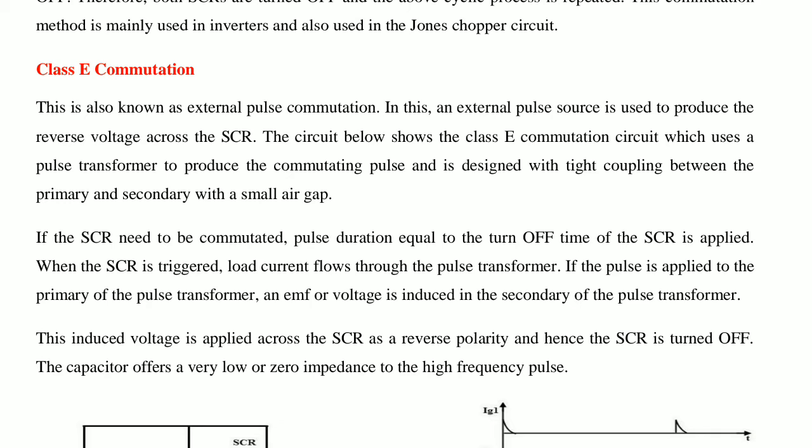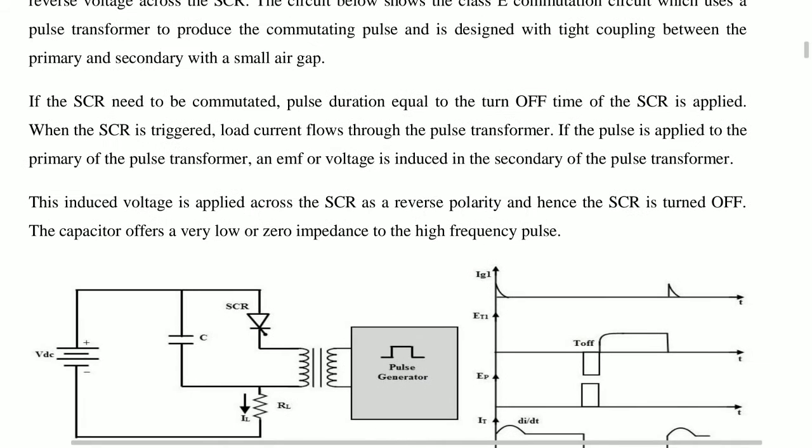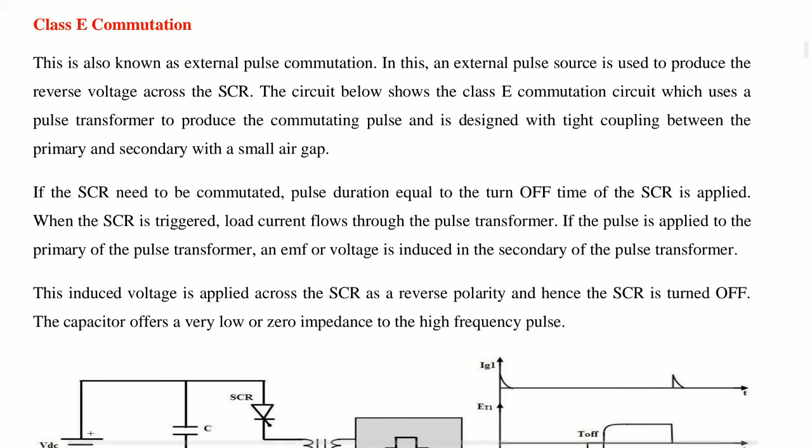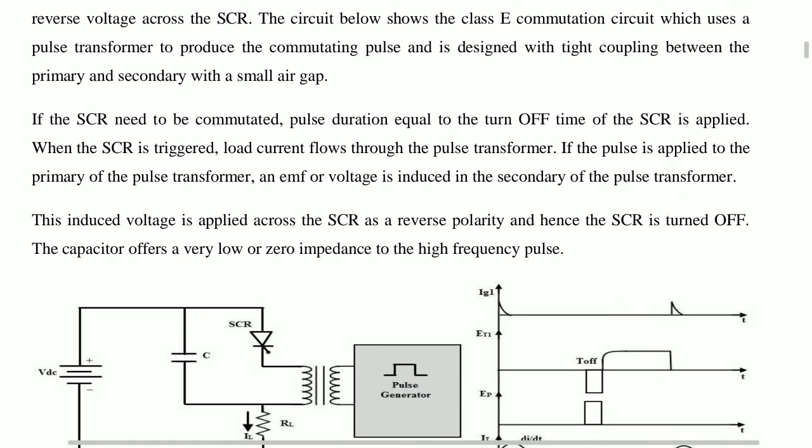We will see it one by one. This is known as external pulse commutation. In this, an external pulse source is used to produce reverse voltage across the SCR. This is the pulse generator which will provide reverse voltage to turn off the SCR. The circuit below shows the class E commutation circuit, which uses a pulse transformer to produce the commutating pulse and is designed with tight coupling between primary and secondary with a small air gap.